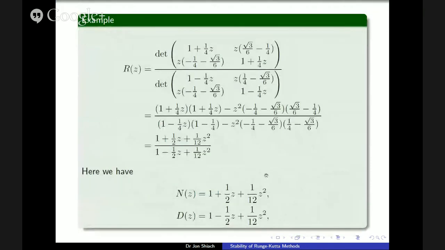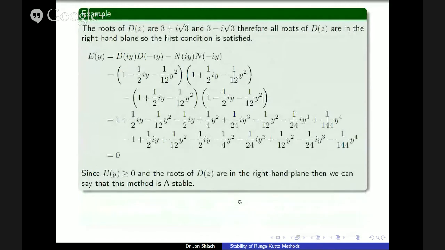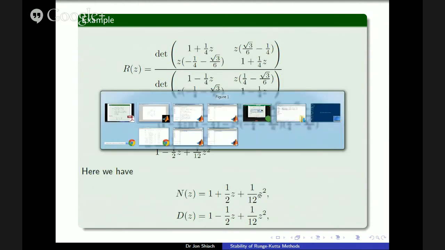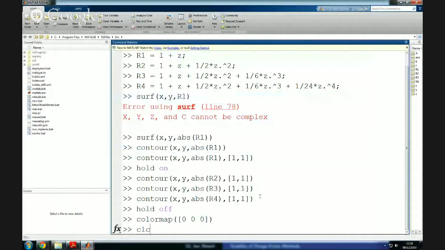Okay, this stage here is the niggly stage. Sometimes this can be quite niggly to do. So what I'm going to attempt to do is do it in MATLAB. Now, normally I practice these things before, but I haven't, so hopefully this all goes right. So here we have the function n is 1 plus a half z plus a 12z squared. So what I'm going to do is show you how we can use MATLAB to do all those calculations.